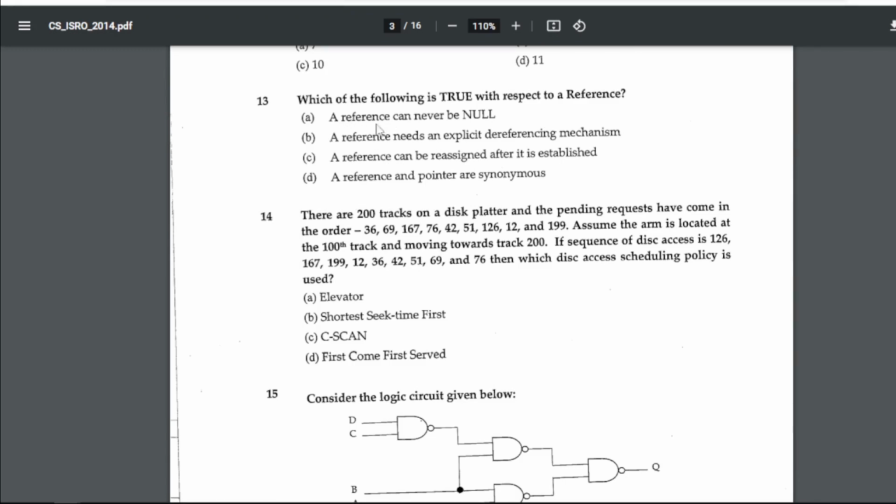Now the next question is: which of the following is true with respect to a reference? A reference can never be null, right? Always remember that a reference cannot be null, whereas a pointer can be null, because every reference refers to some object, although it may or may not be valid. A reference can never be reassigned once it is established. So option A will be correct: a reference can never be null while a pointer can be.